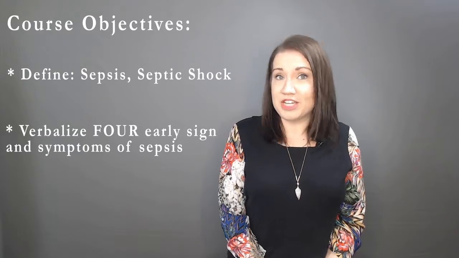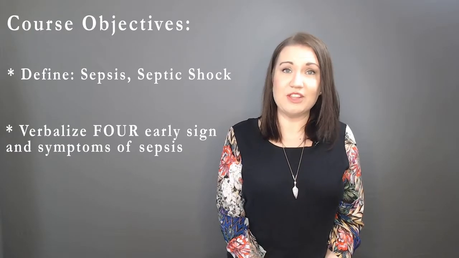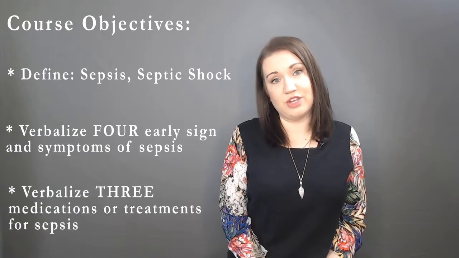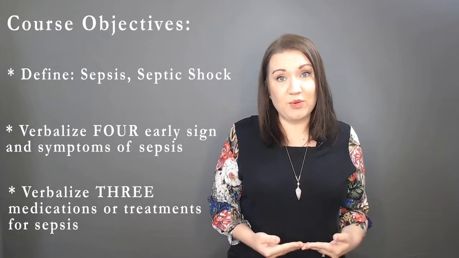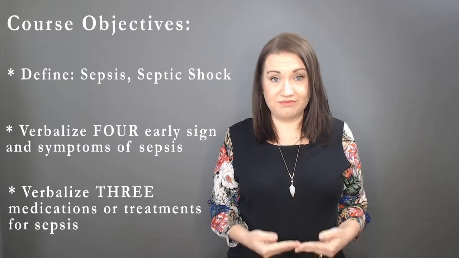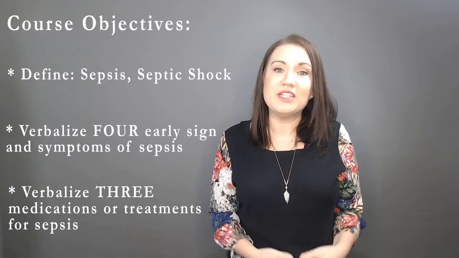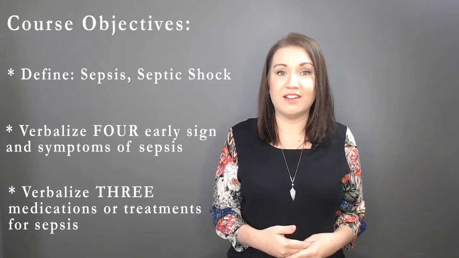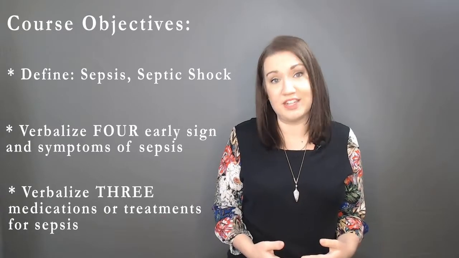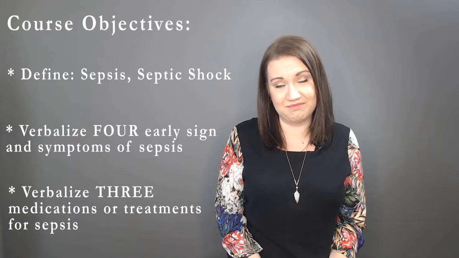The third objective that we were to learn today was the 3 medications and treatments used. So, crystalloid bolus is number 1, with antibiotic administration number 2. Number 3 would be giving vasopressors as needed for hypotension that was caused from the release of endotoxins in the bacteria.